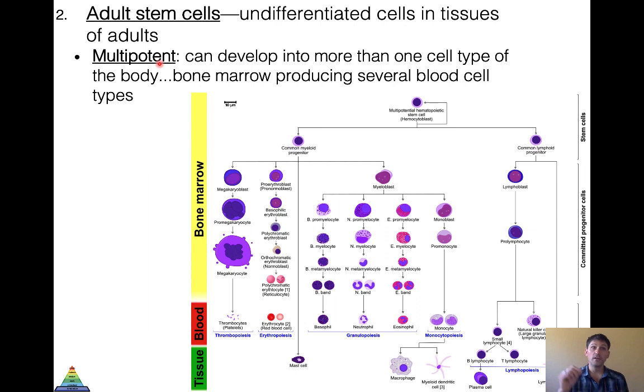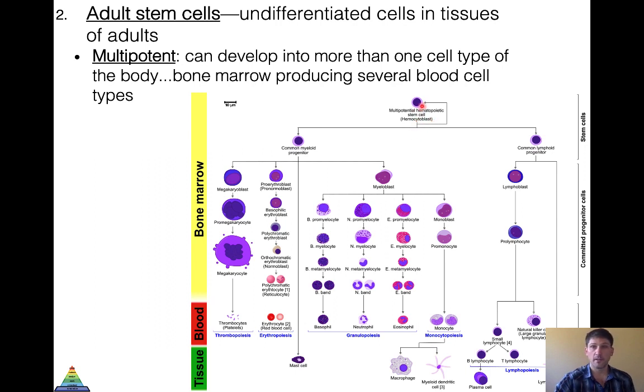So multipotent is a term that's used to describe adult stem cells. Multipotent stem cells can develop into more than one cell type of the body. So if we look at this term right here, multipotential hematopoietic stem cell. Now, to be fair, you will learn about this cell, okay? Multipotential hematopoietic stem cells, all right?